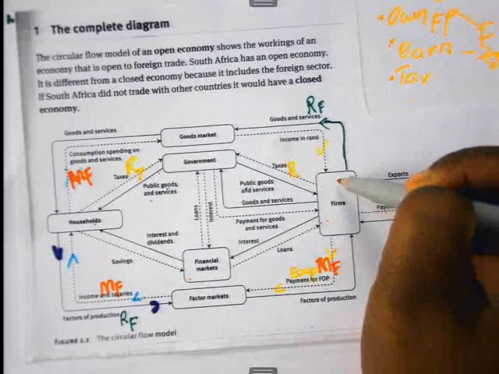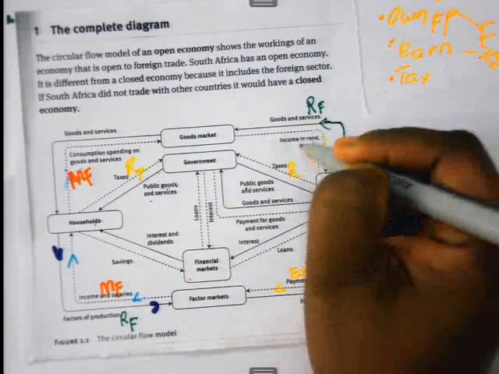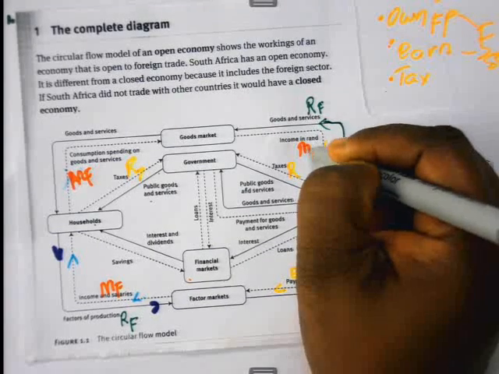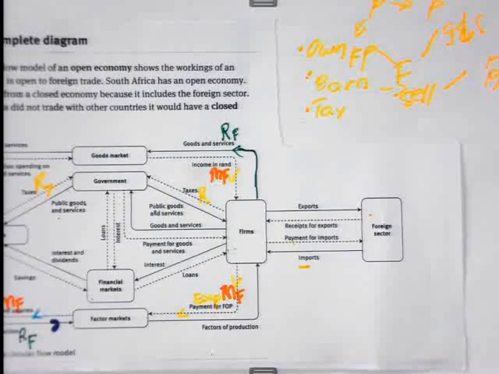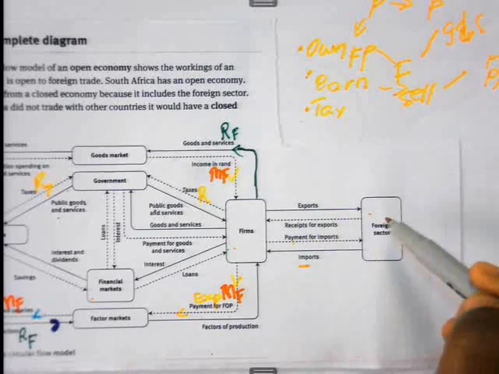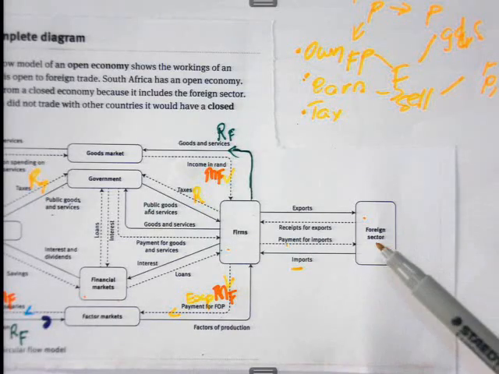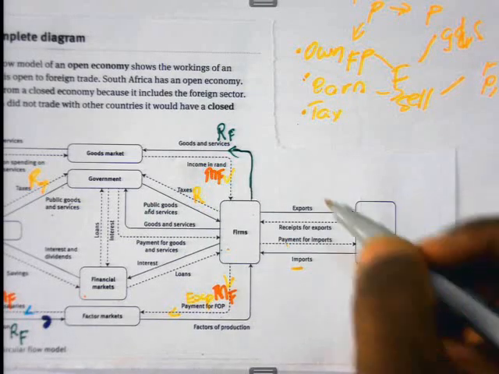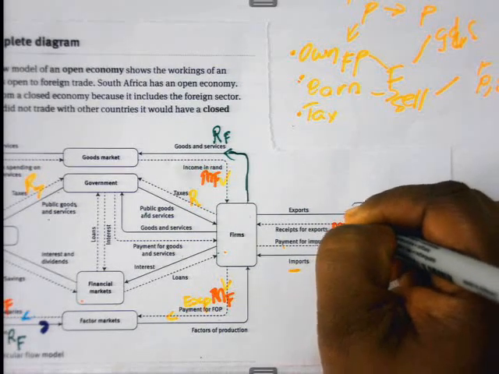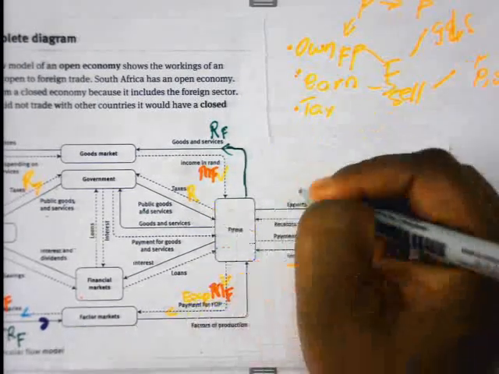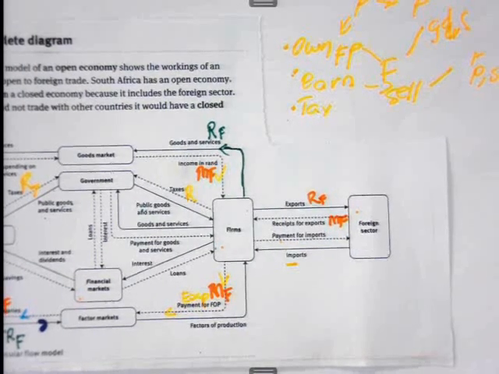When the firms sell their goods and services at the goods market, they receive income. The reception of income also becomes the flow of money. Right? Let's go to the foreign sectors now. When we export to the foreign countries, we receive what we call foreign earnings. In this circular flow, they say it's a receipt for exports. The receipt for exports or foreign earnings also gives us money flow. But what went out of the country was real flow, because we sold what we have produced in South Africa.